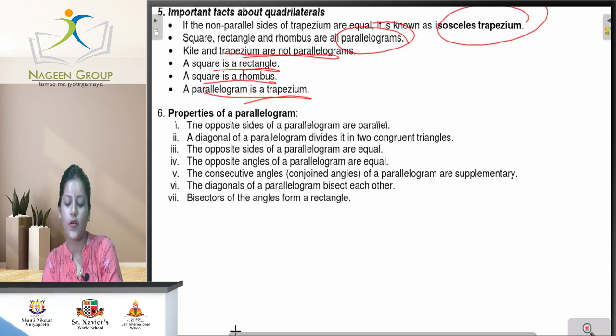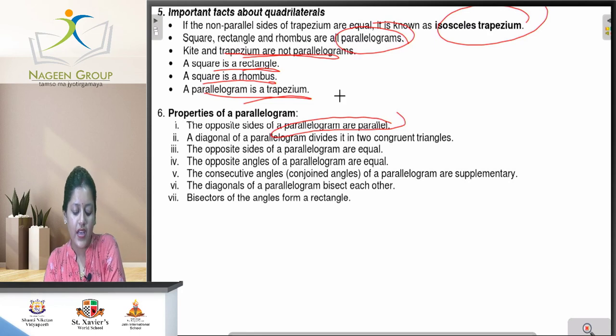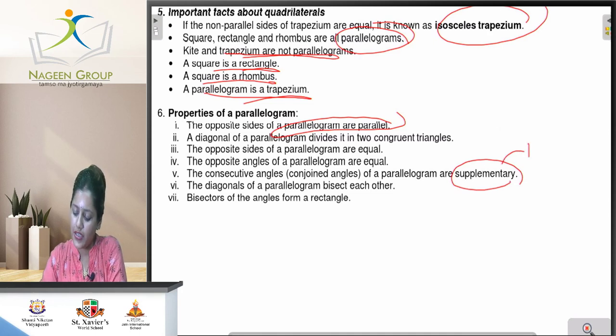After that, the properties of the parallelogram. The opposite sides of a parallelogram are parallel. The diagonal of a parallelogram divides it into two congruent triangles. The opposite sides of a parallelogram are equal. The opposite angles of a parallelogram are equal. The consecutive angles of a parallelogram are supplementary, meaning their sum is 180 degrees. The diagonals of a parallelogram bisect each other. Bisectors of the angles form a rectangle.